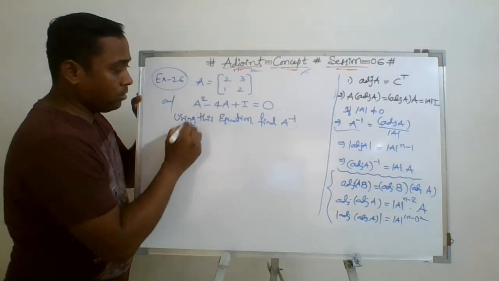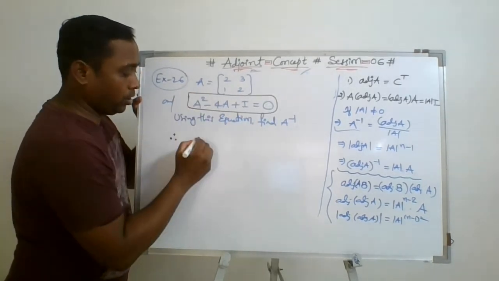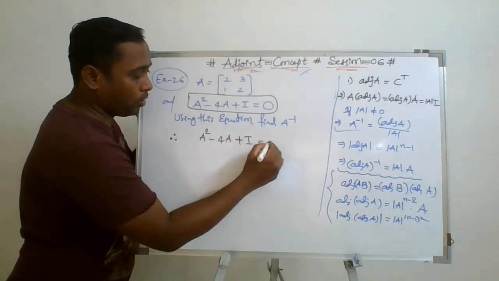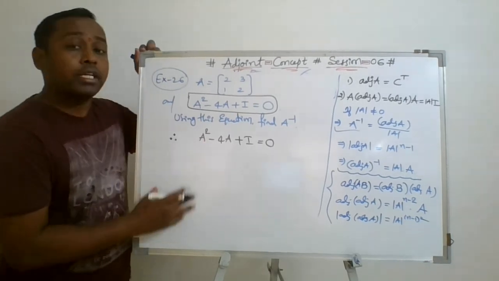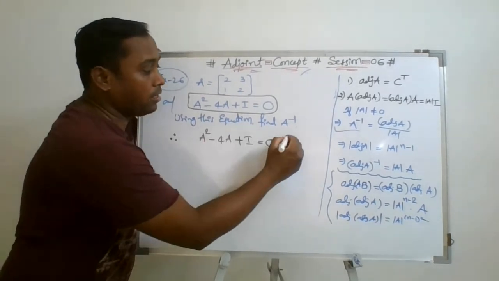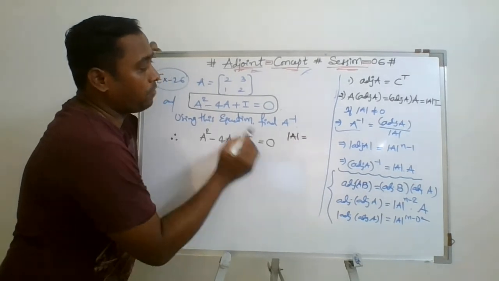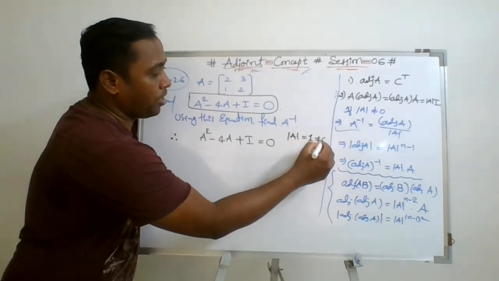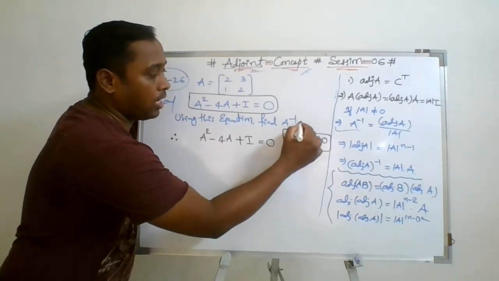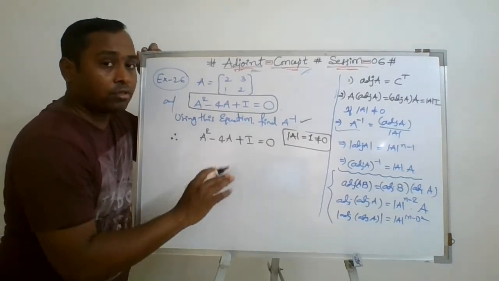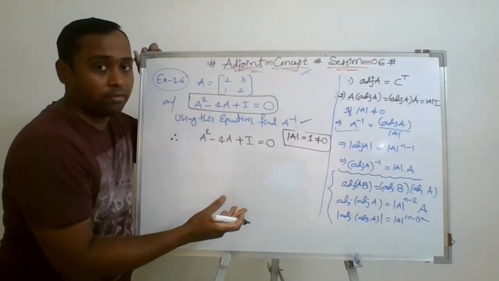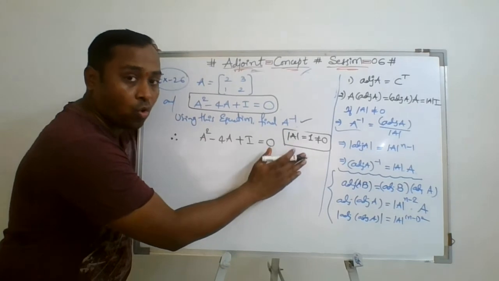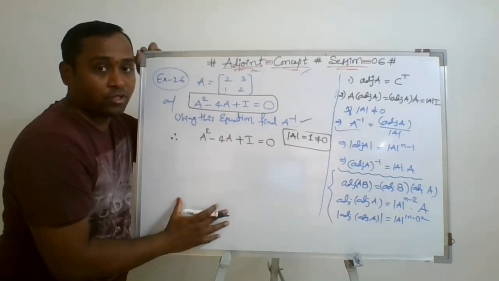So first I am taking the equation. What was the equation given? A square minus 4A plus I equal to 0. Before proceeding with this method, first I will find the determinant of A. If we find the determinant, 4 minus 3, that is 1. So it is not equal to 0. Hence we say A inverse exists. To apply this technique to find A inverse, first we need to check the determinant. If det is not equal to 0, then only you can do the method which I am going to explain.